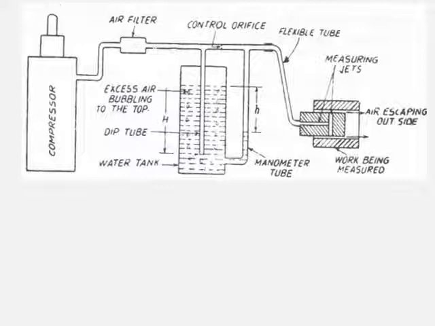So the air at this pressure passes through the control orifice and escapes from the measuring jets on this end. When the back pressure is created in the circuit, it is created at this junction, and because of which it is going to replace the air in this manometer tube, which is the change in the height, capital H and small h. We can compare it and calculate what the back pressure is.